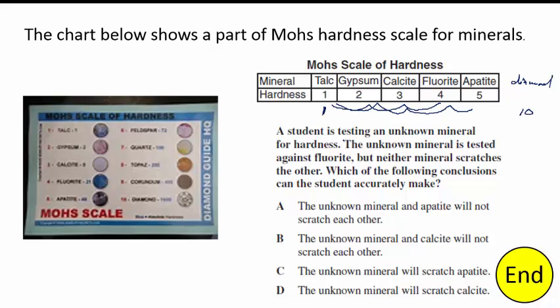So here's what the situation is. Student is testing an unknown mineral for hardness. The unknown mineral is tested against fluorite, up here is a 4, and we don't see a scratch on either one. So what can you conclude from this? Let's read the statements. The unknown mineral and apatite will not scratch each other.